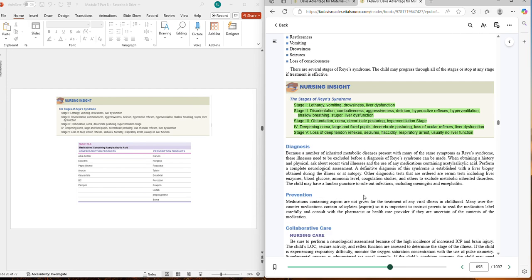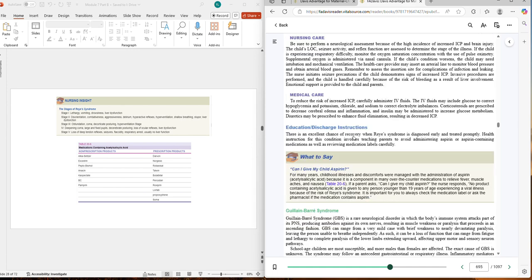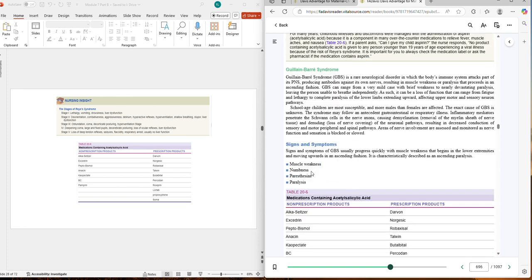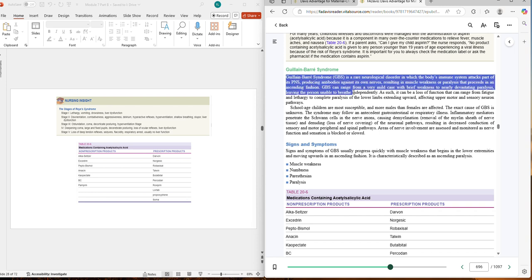Guillain-Barré. So this is another one. Guillain-Barré is another rare neurological condition. They cannot breathe independently. It attacks the immune system, producing antibodies against the own nerves. Very, very scary, and causes paralysis. They cannot breathe on their own. Signs and symptoms are muscle weakness, numbness, pain, paresthesias, paralysis. So make sure you understand wink and lollipop, that this Guillain-Barré leaves them where they are unable to breathe independently.